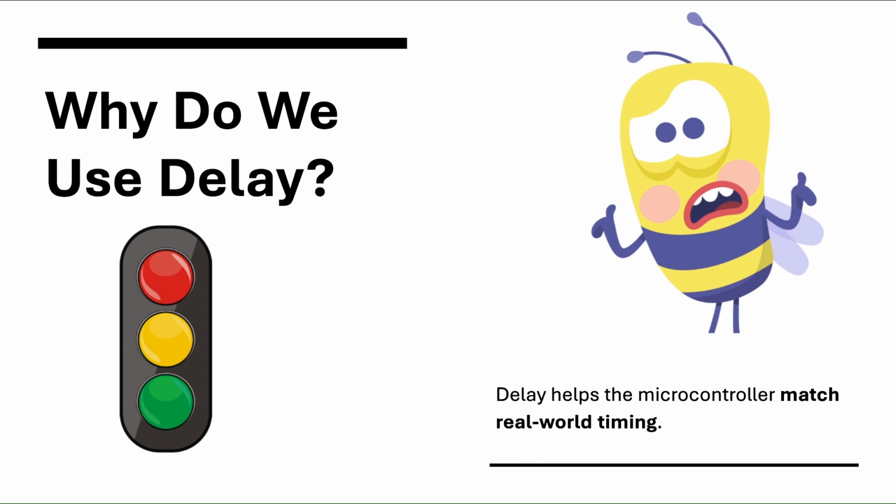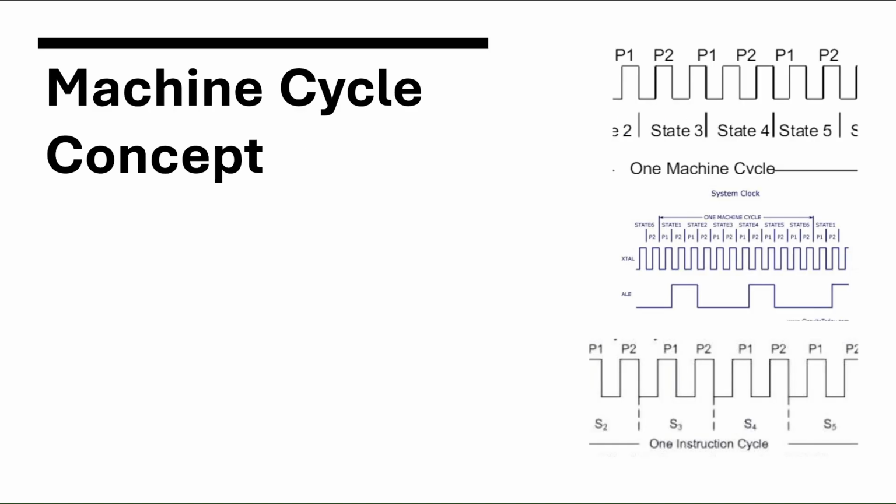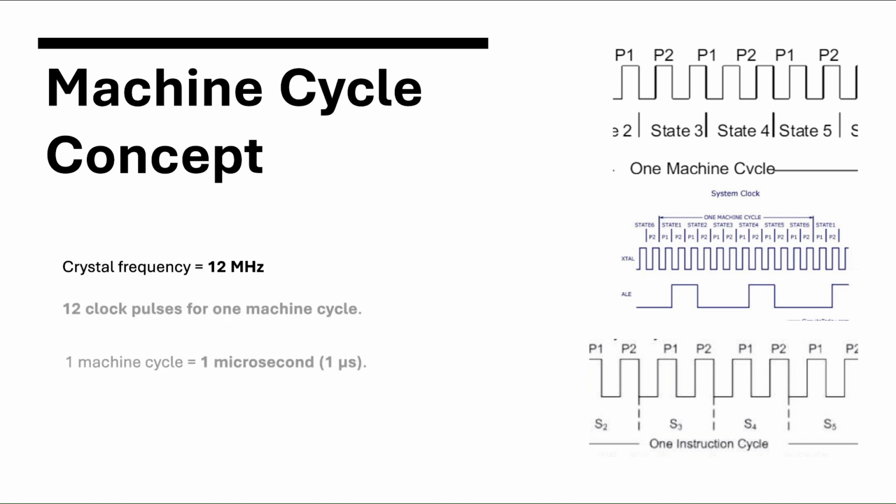Machine cycle concept. Now, let's think about how the microcontroller measures time. The 8051 works using a clock frequency. Assume we use crystal frequency equal to 12 megahertz. Do you know what this means? It means 12 million clock pulses per second. But the 8051 does not execute instructions in a single clock. It uses 12 clock pulses for one machine cycle. So, one machine cycle equals 1 microsecond. Do you understand why machine cycle is important? Because delay calculation is based on machine cycles.